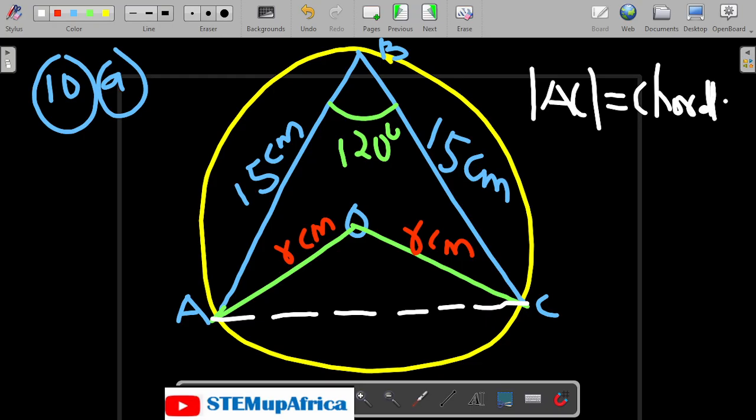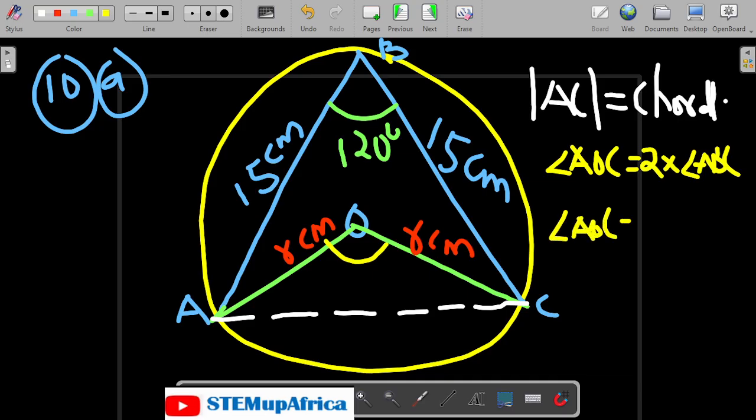So with that, I will first determine the length of the chord AC and the angle subtended at the center, which is O. We determine the angle subtended at the center, the angle here. So we use angle at center is twice angle at circumference. So angle AOC is 2 times angle ABC. So angle AOC is simply 2 times 120 degrees. That will give us 240 degrees. So our value here is 240 degrees.